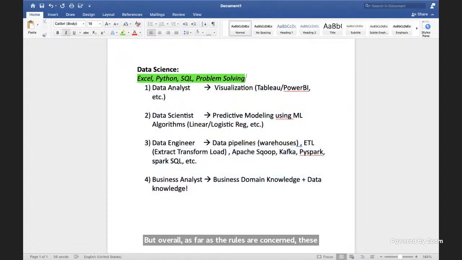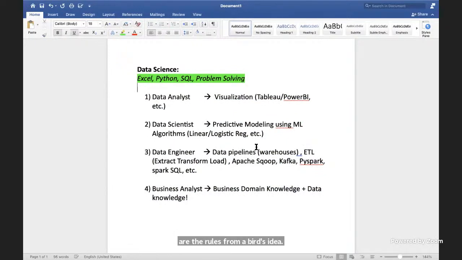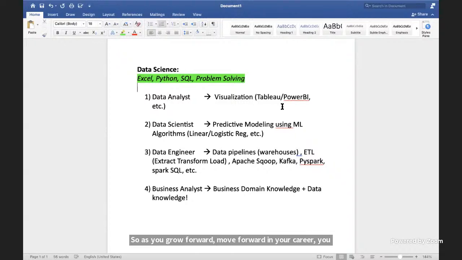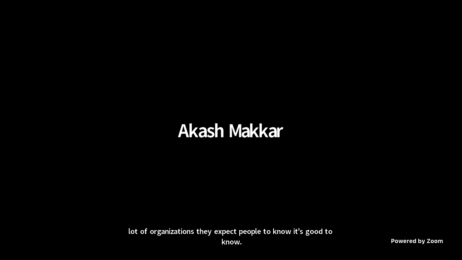It changes for every organization. In my previous organization, a data analyst was doing machine learning. In some organizations, you are a data scientist, but you are doing visualization also. For example, my last project was a Power BI project. Given my designation as data scientist, I am versatile enough to work across different roles and responsibilities. As you move forward in your career, of course, you're expected to have multiple wings, but this is an ideal role play that you see on my screen. It's not mandatory, Ruchi, it's good to know. A lot of organizations expect people to know. I'll stop sharing my screen.